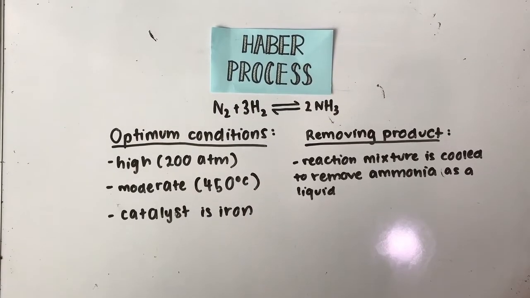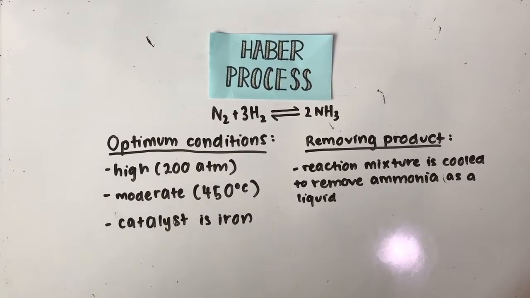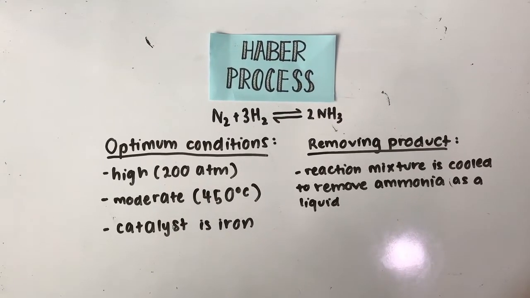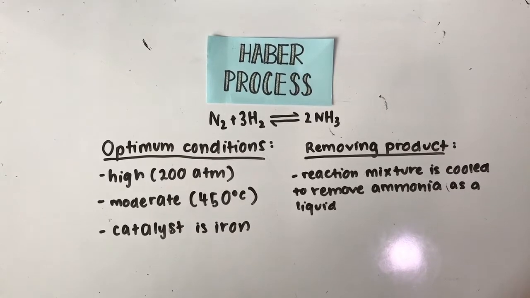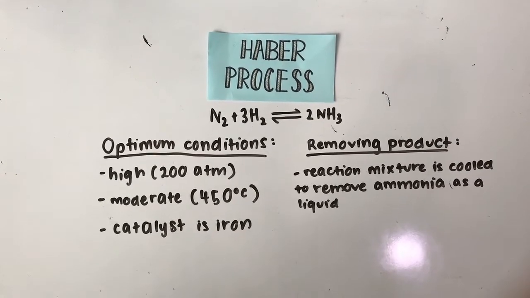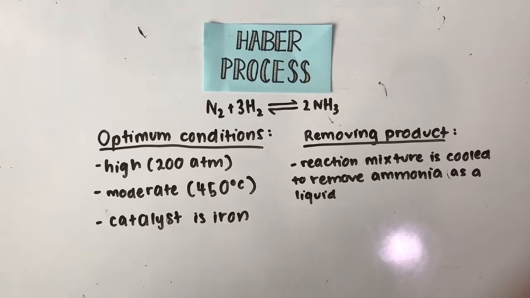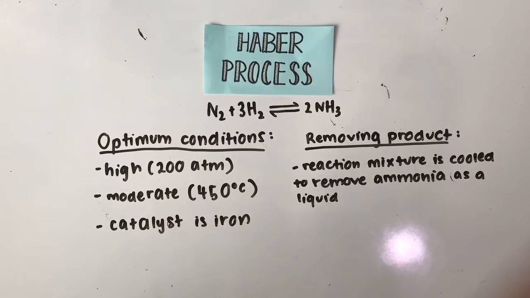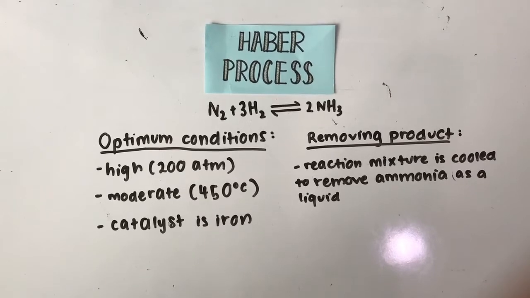The conditions required to make ammonia are that the pressure needs to be high, which is 200 atmospheric pressure, and the temperature should be moderate, 450 degrees Celsius, and iron is the catalyst which is used in the Haber process.